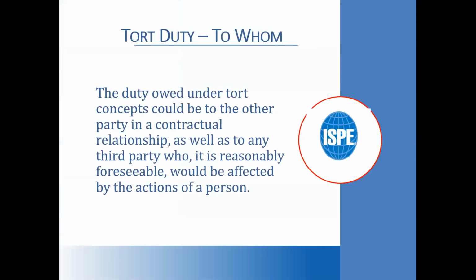All right, so let's talk about to whom we owe a tort duty. A duty under tort concepts can be to the other party in the contractual relationship, which we've talked about, as well as to any third party who is reasonably foreseeable that would be affected by the actions of a person. So if you don't tie your boat off properly, is it reasonably foreseeable that you could hurt an adjacent landowner? Possibly.